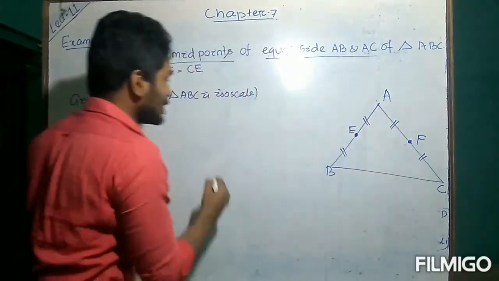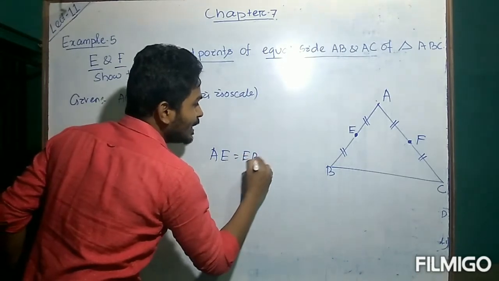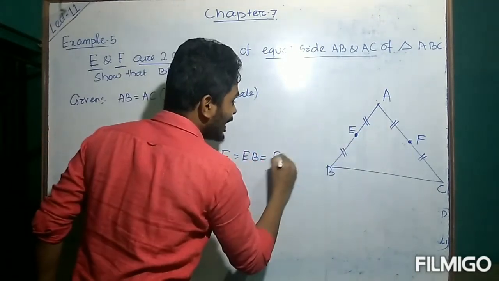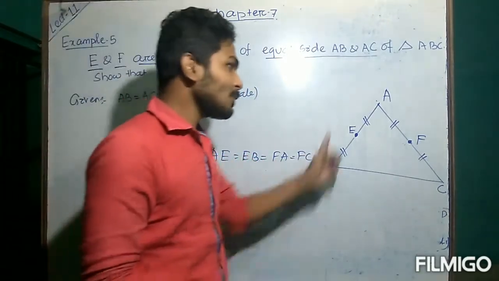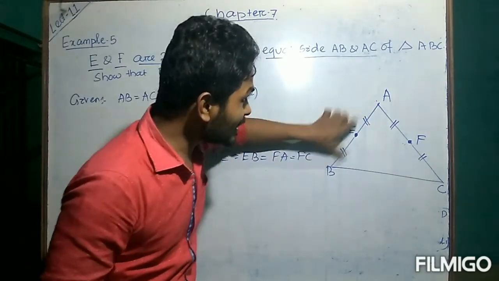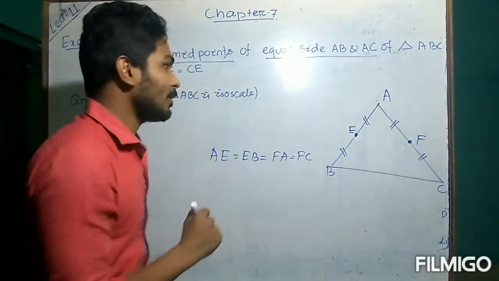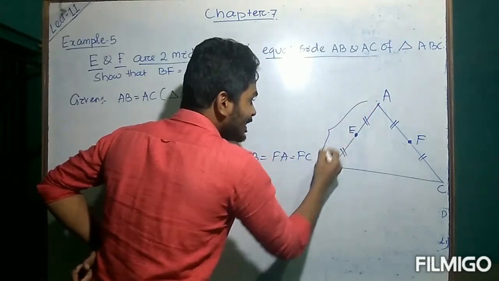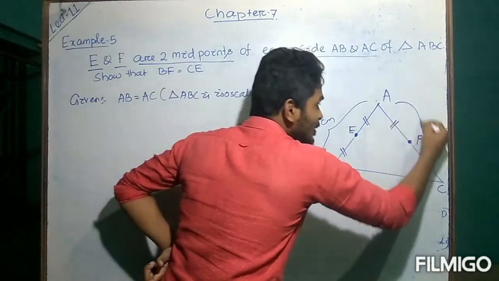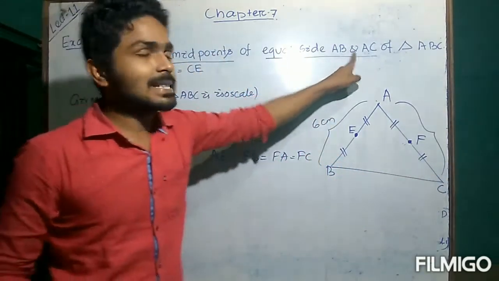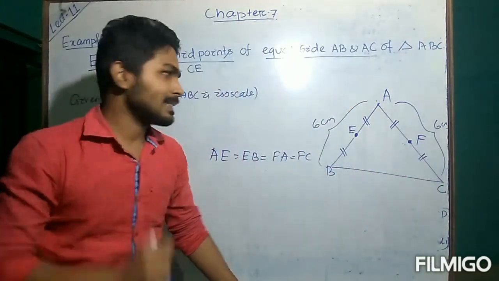So can we write AE is equal to EB is equal to AF is equal to FC? Can you write it? Think. This is equal to this is equal to this is equal to this. Yes, we can write it. For example, if we take this distance AB as 6 cm, then what will be the distance of AC? No doubt, since AB and AC are equal, this must be 6 cm. Yes or no? Yes.